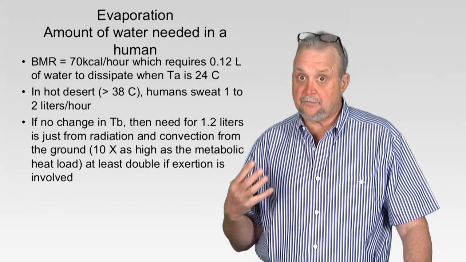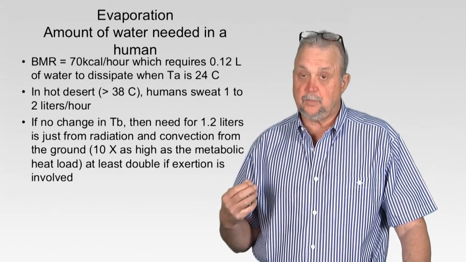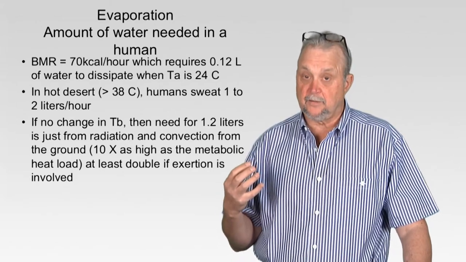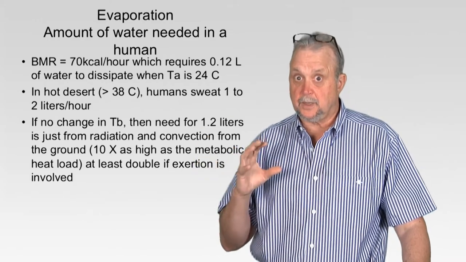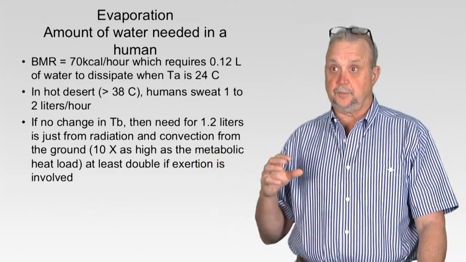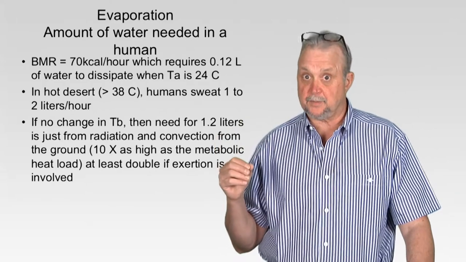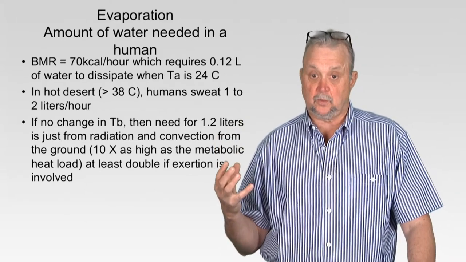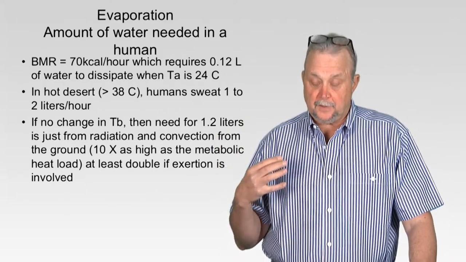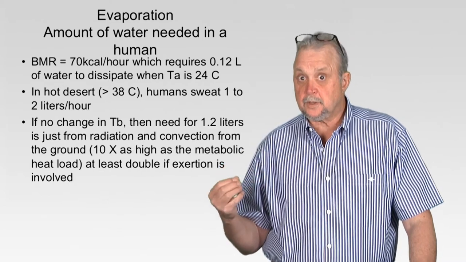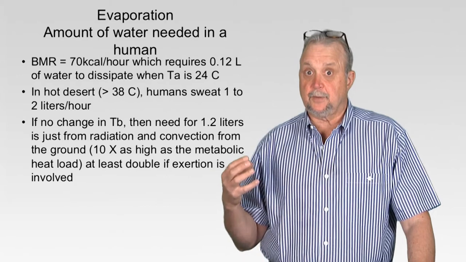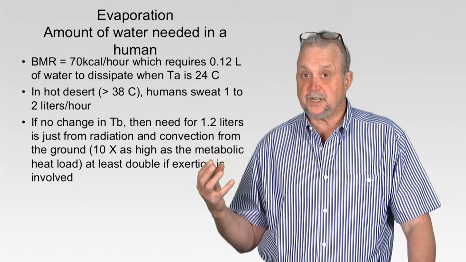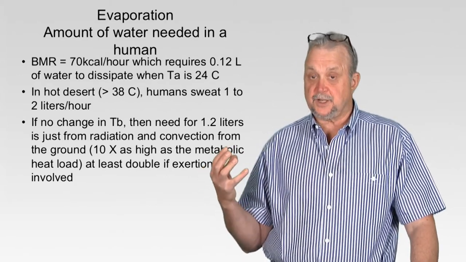So we have to sweat to keep cool if the ambient temperature, which is what's around us, becomes close to our body temperature. If it becomes above our body temperature, then we really have to sweat. If you are moving around, that could be 2 to 4 liters per hour, even up to 5 or 6, depending on the amount of radiation.